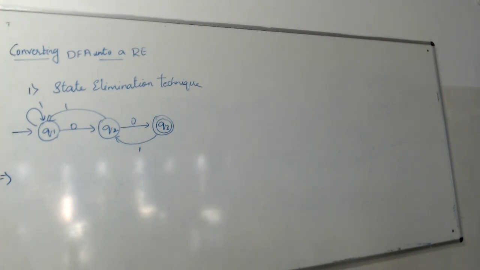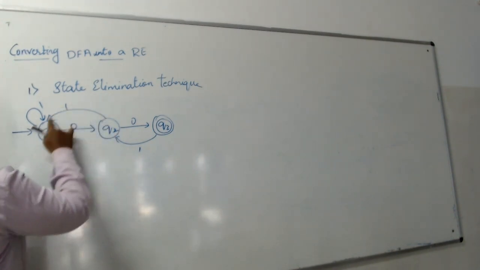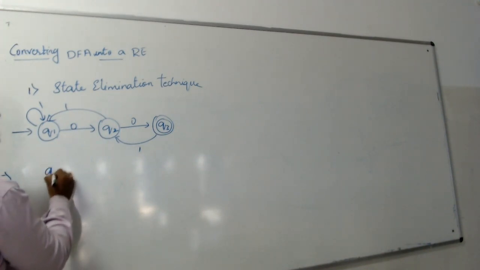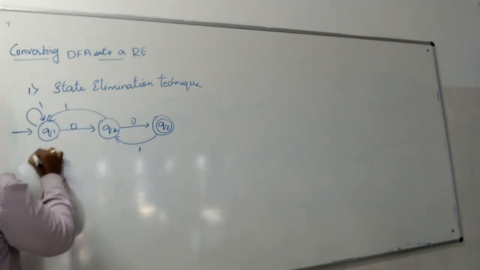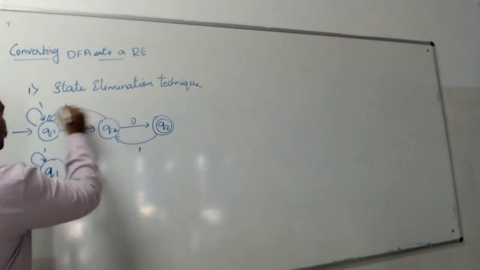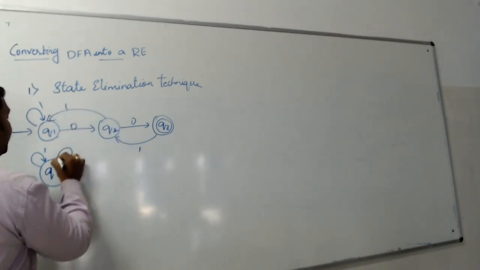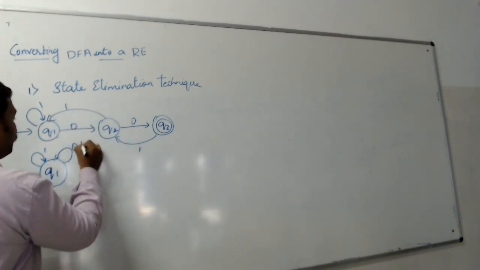Now try to analyze. So first identify the loop. See here, loop 0, 1. So now the loop on Q1 is 1. So I'll take the loop here. If I put the loop here, what happens? 0 1.